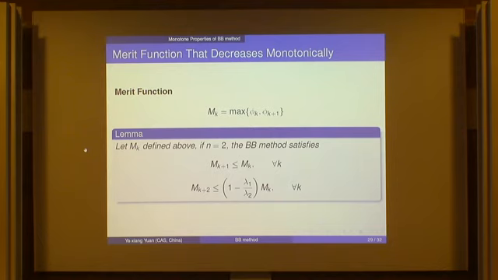So if you define a metric function like that, then this metric function will always be monotone decreasing, and every two iterations it will be reduced by at least a fraction of the value two iterations ago, and this fraction is less than 1. So you can prove linear convergence of the sequence, and also monotonicity.